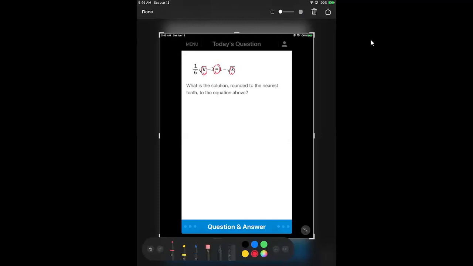Let me erase everything else right now. All right, so here is what I'm going to do. I am going to draw a line through the equal sign, and that means that everything on the left-hand side of the equation will go into y1. Everything on the right-hand side of the equation is going to go into y2. That's it. That's all you have to do to answer this question.